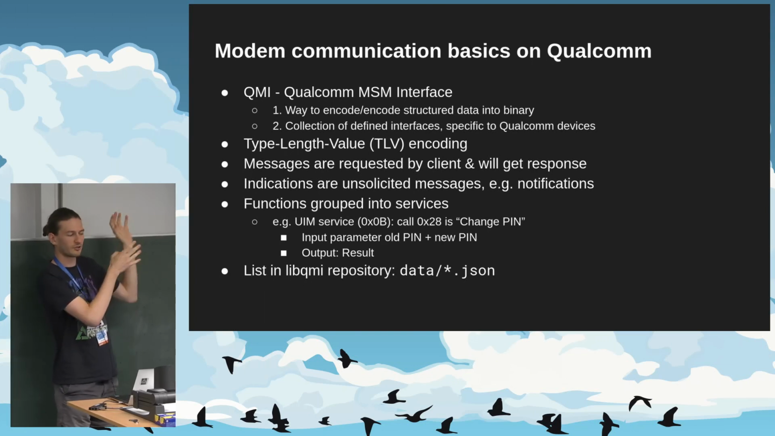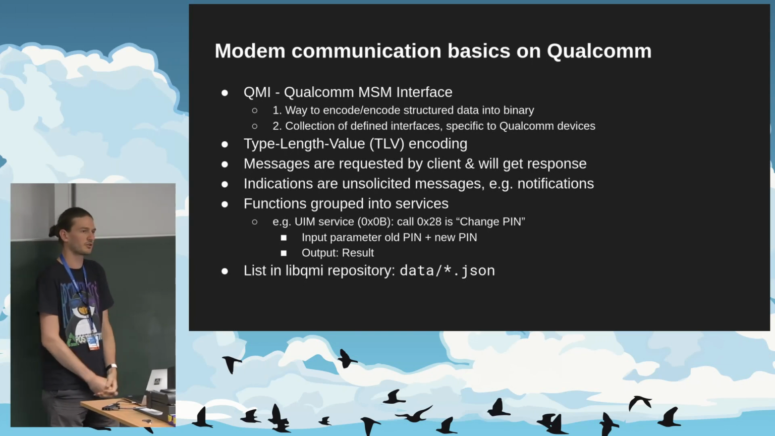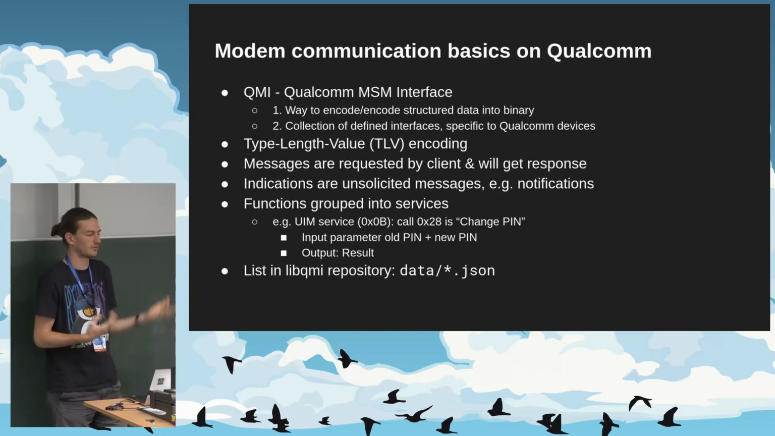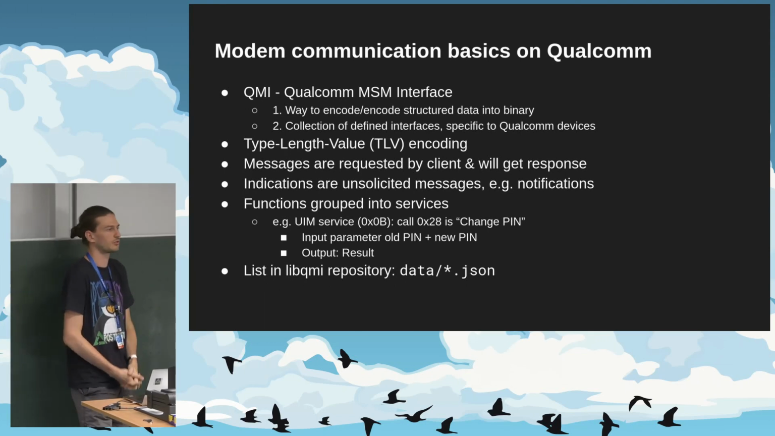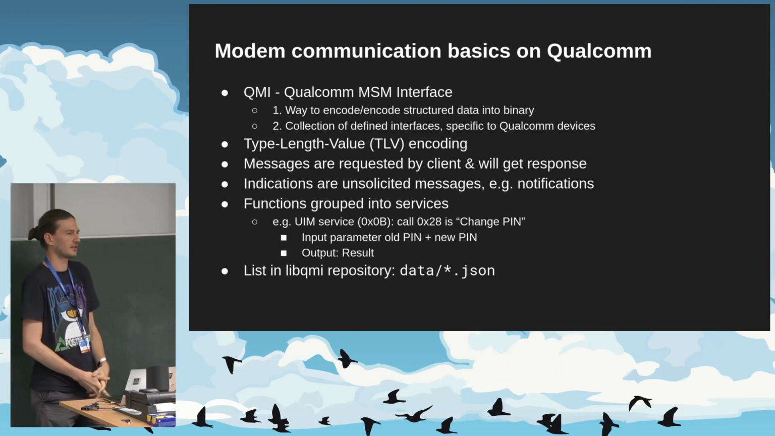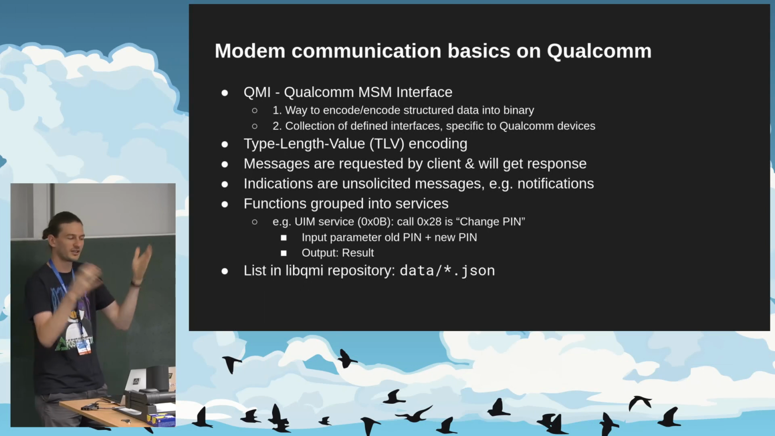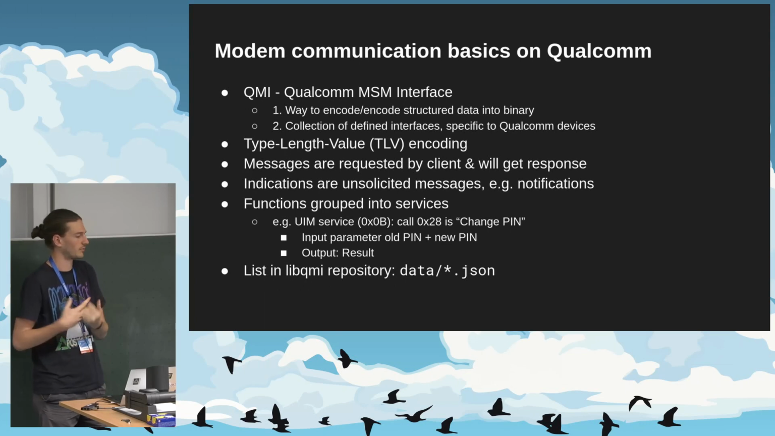For the second part, QMI is a collection of defined interfaces. There's a bunch of functions which are grouped into services. For example, there's the UIM service, the user identity module service. There are at least 30 different services which do different things. For example, there's a service which is 0xB, and then there's a huge list of calls which can do everything related to user identity management. This includes anything with SIM PIN cards and a lot of other things.